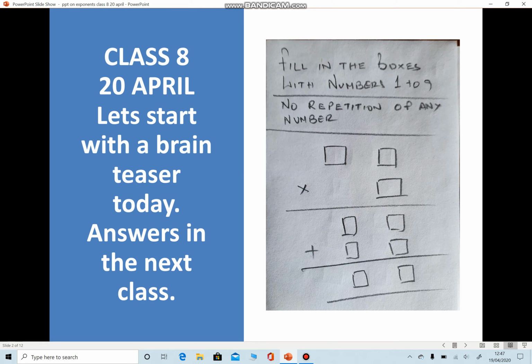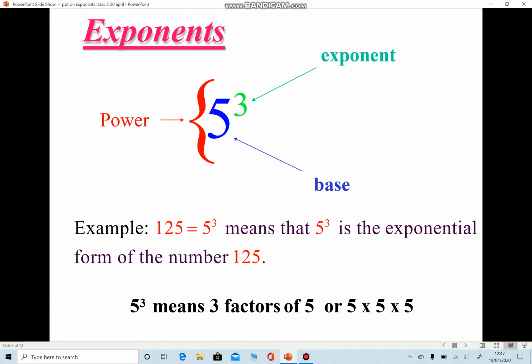But before we start, here is a very interesting brain teaser for you. You need to fill up these boxes with numbers from 1 to 9, but there should not be any repetition of the numbers, and these operations should be successful when you're filling it up. So we'll discuss the answers in the next class, and now let's move on to exponents and powers.